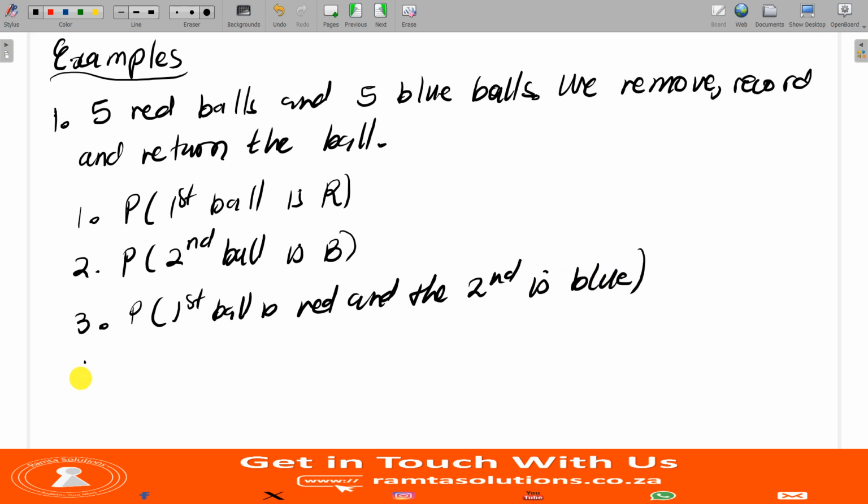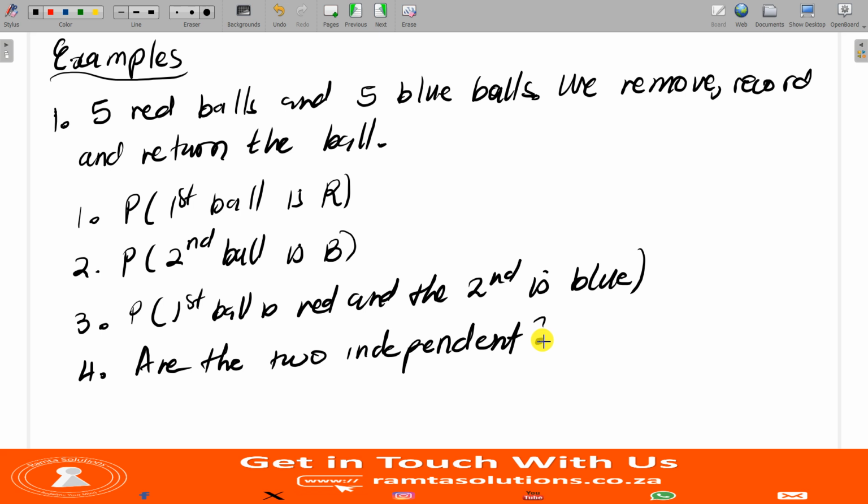And then 4, are the 2 events independent? Let me just say that. Are the 2 independent? All right?